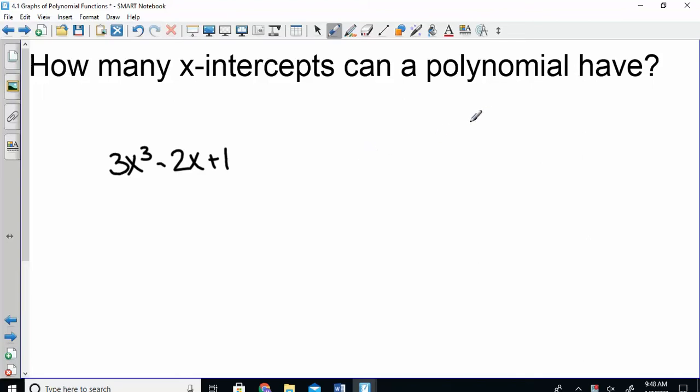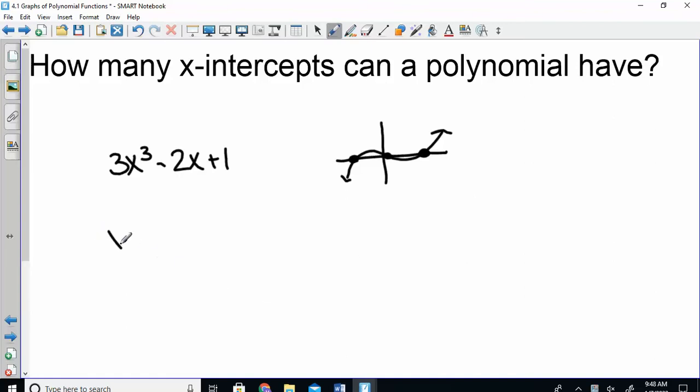We said yesterday it could have two, what? Turning points, right? Okay, so if you graph this and it had two turning points, how many x-intercepts does that have? 3.